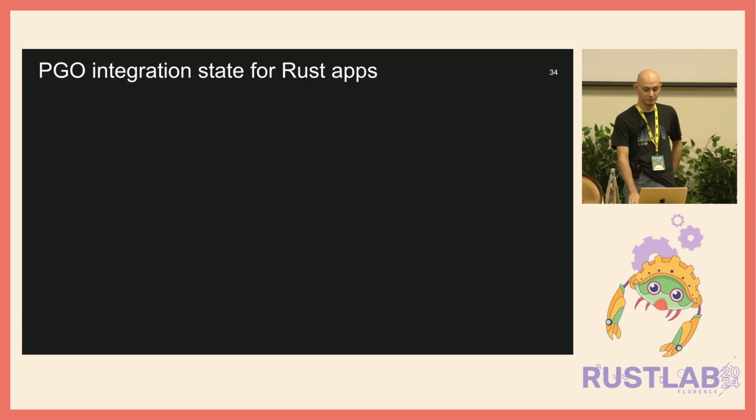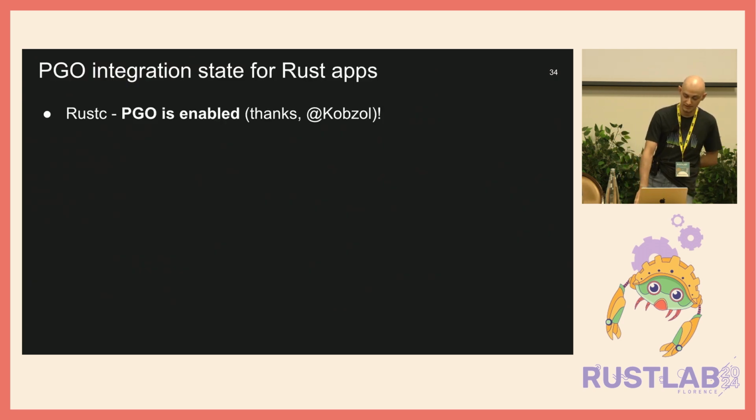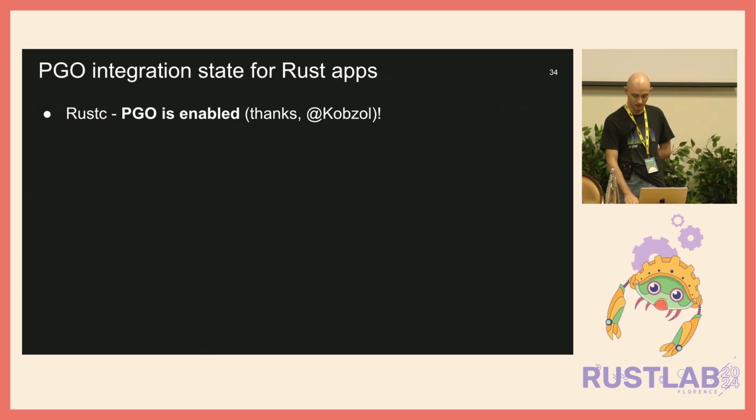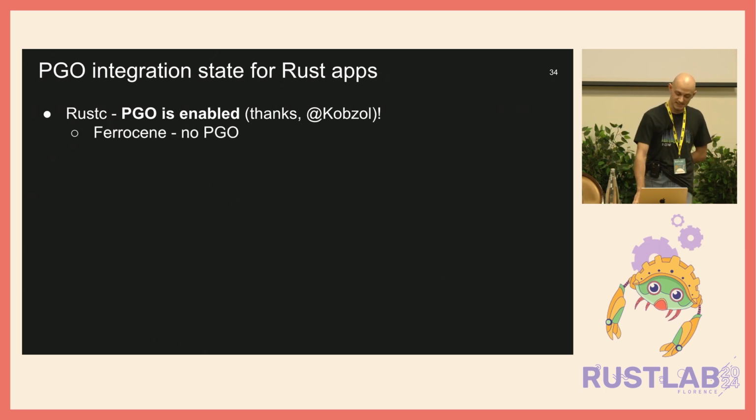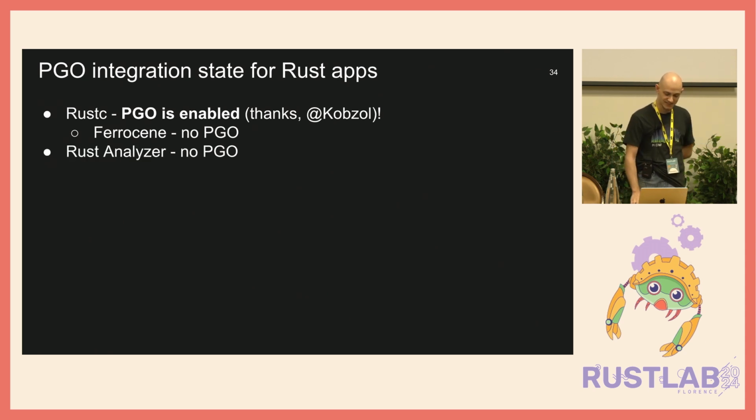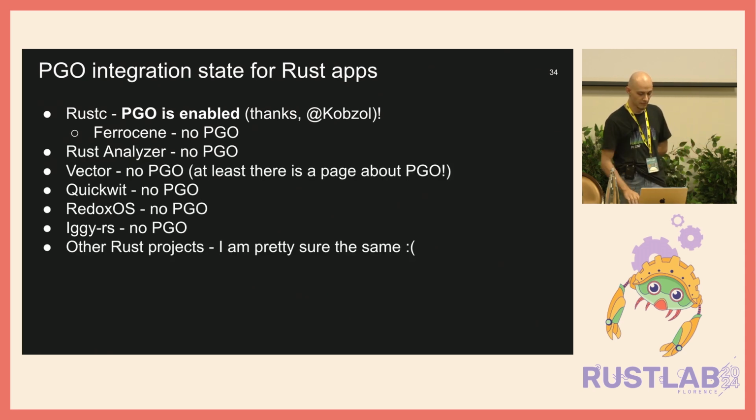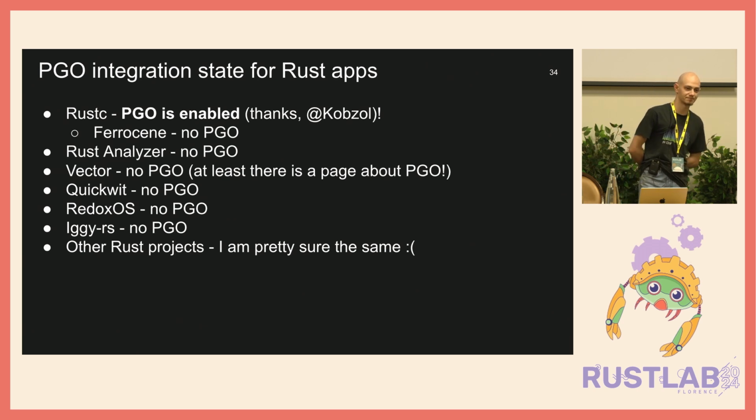So, what about the PGO integration state across Rust applications? Rustc, thanks Kobzol, first self-hosted compiler, no PGO, you will see later the reasons. A bunch of other applications, so the situation is pretty sad, no integration. You can see the example of the Vector software. There is a dedicated page about PGO, so they care.